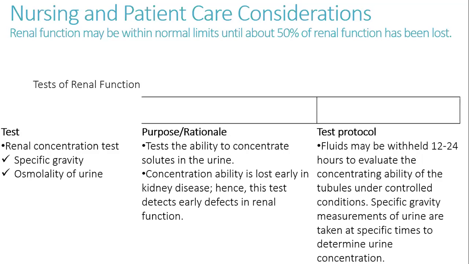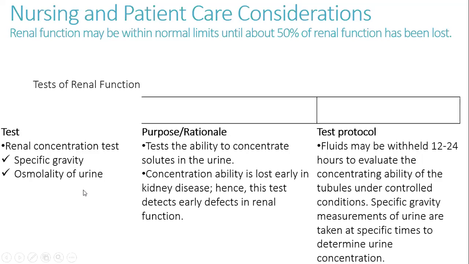The test is the renal concentration test. Here we can see the specific gravity and osmolarity of urine. Specific gravity is the test which tests the ability to concentrate solutes in the urine. And here the test protocol is that fluid may be withheld for 12 to 24 hours to evaluate the concentrating ability of the tubules under controlled conditions. Specific gravity measurements of urine are taken for a specific time to determine the urine concentration.